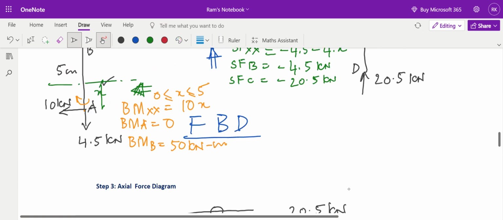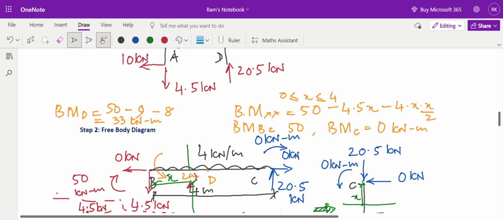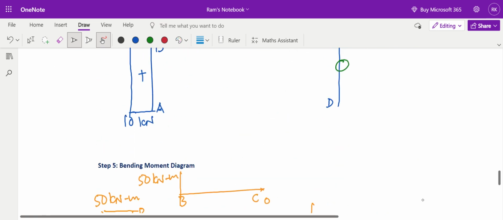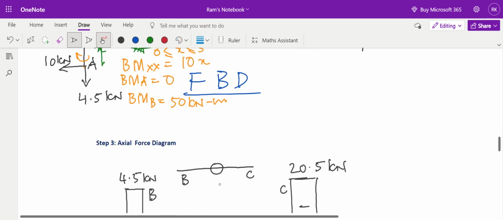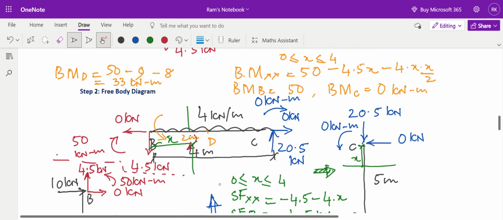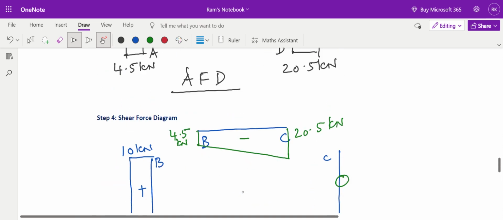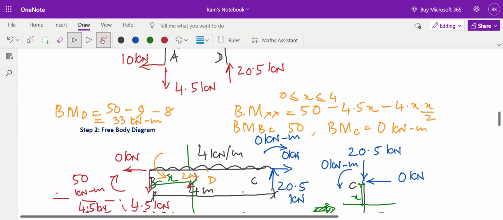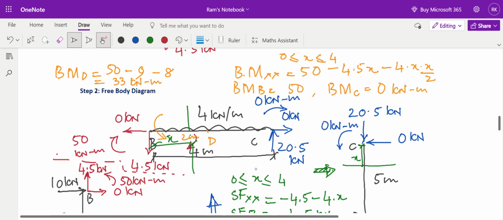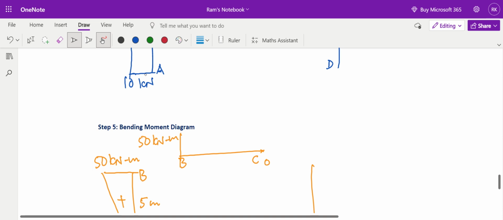Now if I connect it by a straight line, 50 and 0, the midpoint should have been 25. At D, it should have been 25. But here it is 33. So it must be acting as a concave parabola. So this must be a concave parabola like this. Must be acting like this.